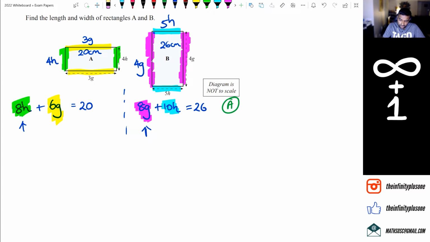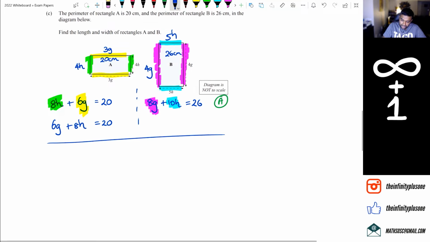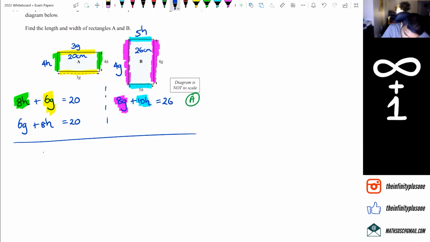So I'm just going to rewrite that first equation with G in the front. So this is going to become 6G plus 8H equals 20. All right, so now that I've got my 2 equations, I'm going to stack them on top of each other. So I've got 8G plus 10H equals 26. And then at the bottom here, I've got 6G plus 8H equals 20.